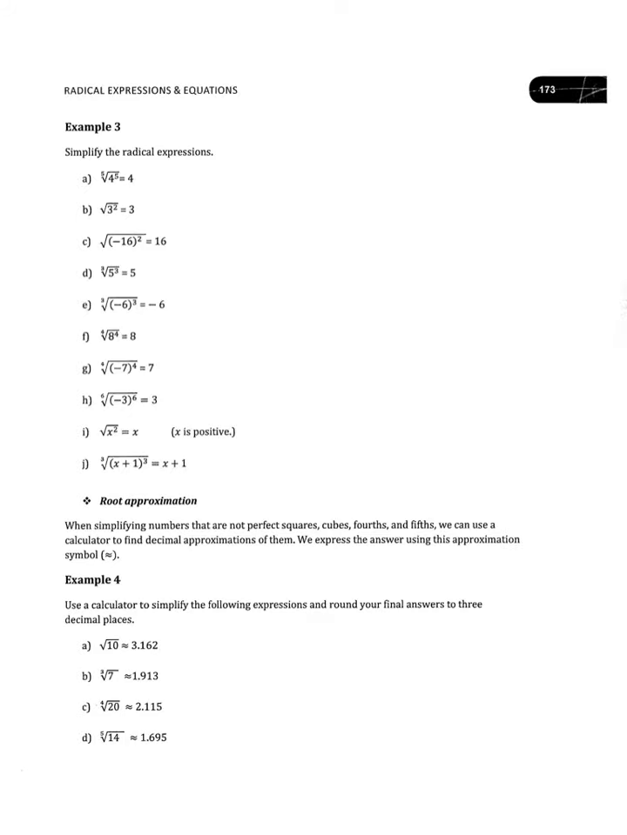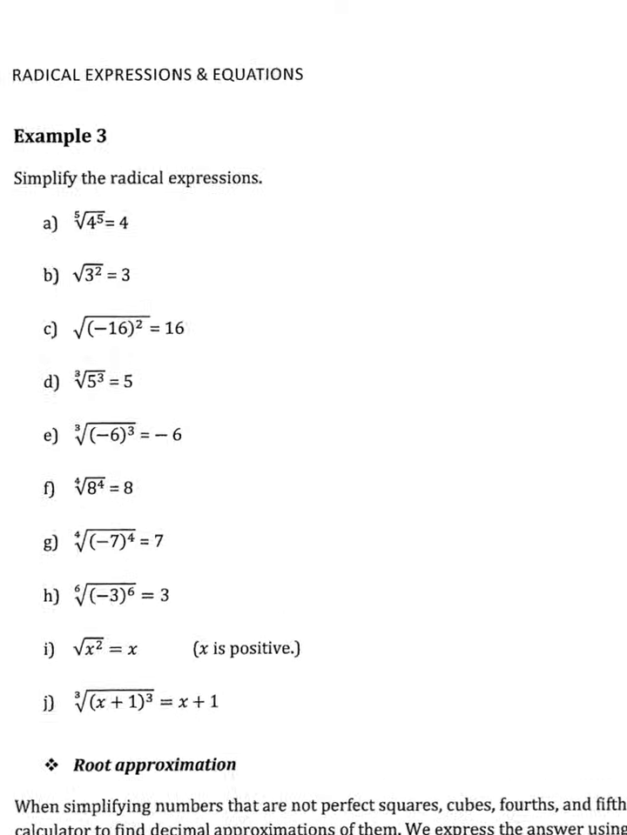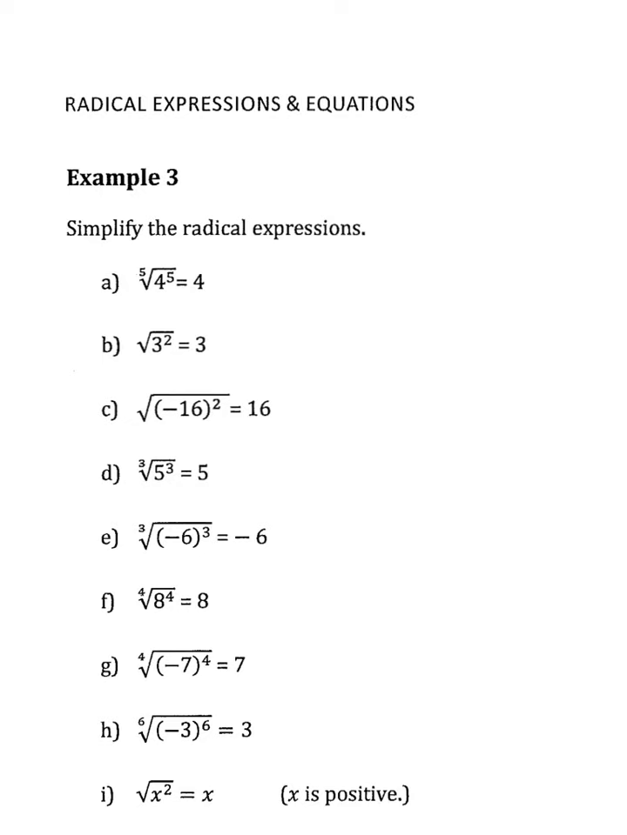On example 3, we're going to simplify some of these. So we have the fifth root of 4 to the fifth power. Well, since these are both positive, the fifth root index and exponent cancel each other, and the result is 4. On letter B, we have the square root of 3 squared, and again, the base being positive, the index and the exponent are the same, so they cancel each other, and the result is 3.